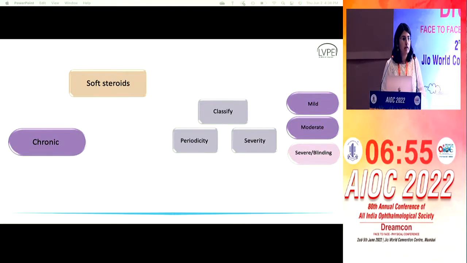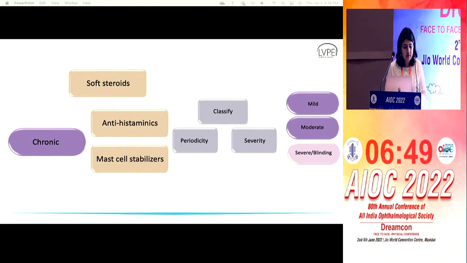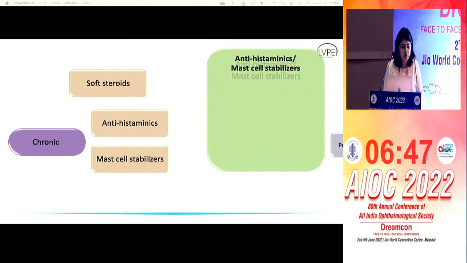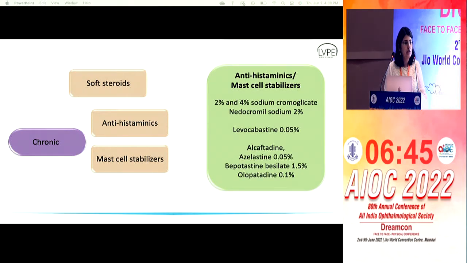The patient is started on a course of soft steroids with either loteprednol or fluorometholone. In addition to this, antihistaminics and mast cell stabilizers are also used. These are the commonly used medications. Mast cell stabilizers take some time for the onset of action.